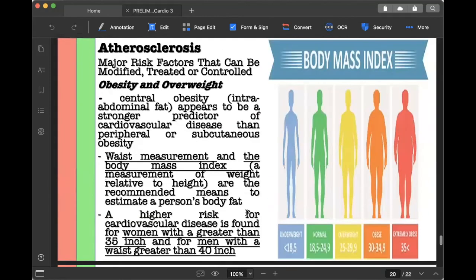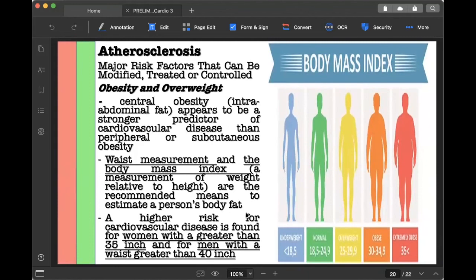The next one is weight. It has something to do also with being obese or overweight. Of course, the fat deposit is very high and very evident. That is why we really need to be doing some exercises.